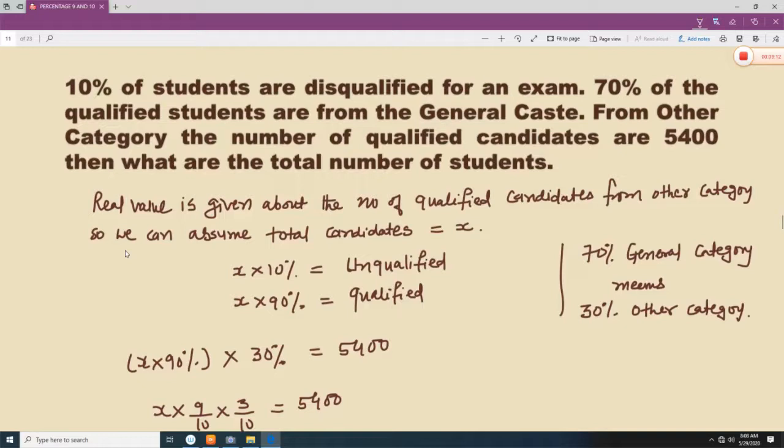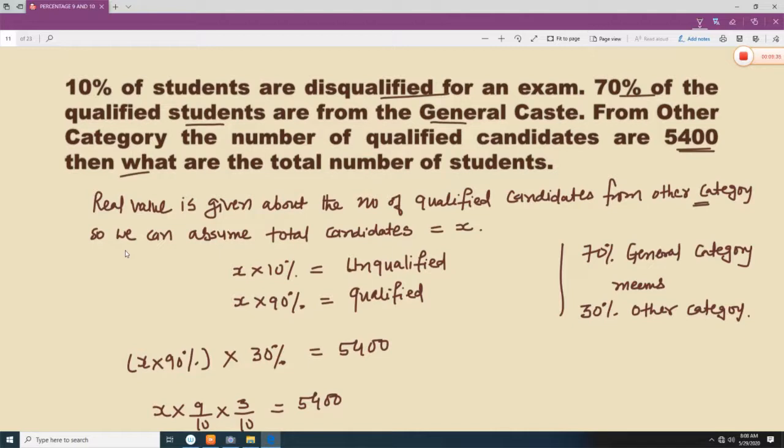10% of the students are disqualified for the exam. 70% of the qualified students are from the general caste. From other category, the number of qualified candidates are 5,400. Then what are the total number of students? So real value is given about the number of qualified candidates from other category.